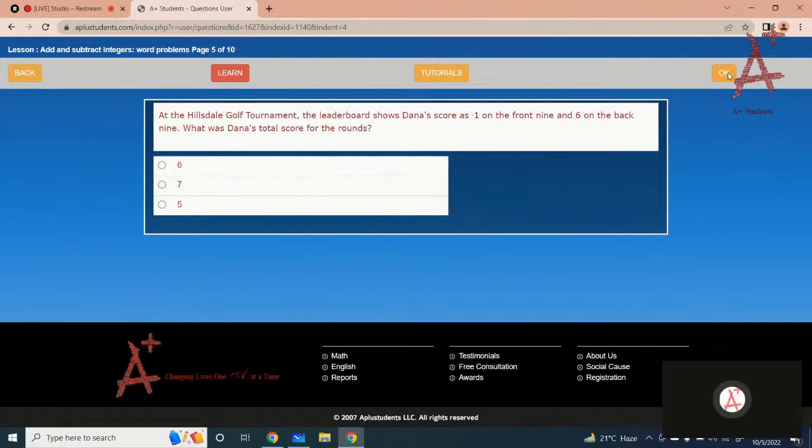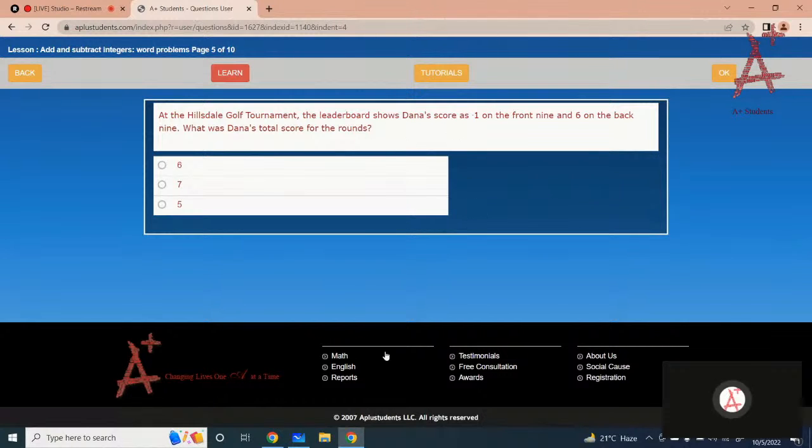Okay, at the Hillsdale Golf Tournament, the leaderboard shows Dana's score as -1 on the front nine and 6 on the back nine. What was Dana's total score for the two rounds? 6, 7, or 5? Which is the correct option? 7? No.